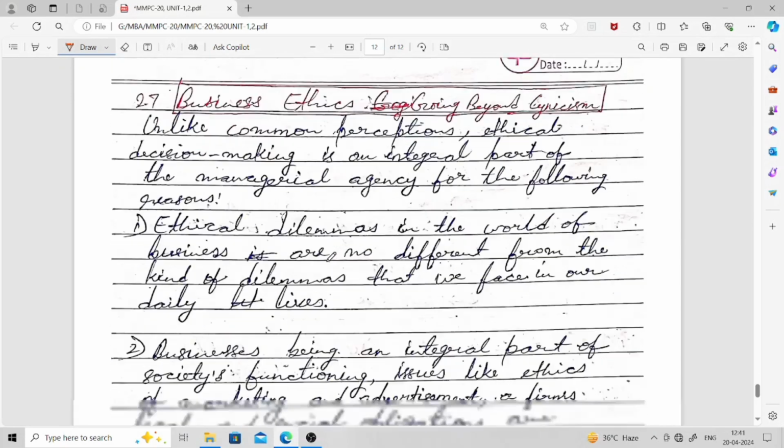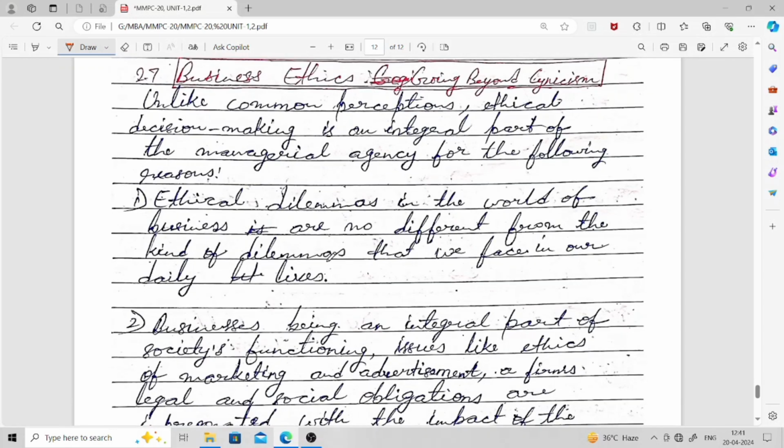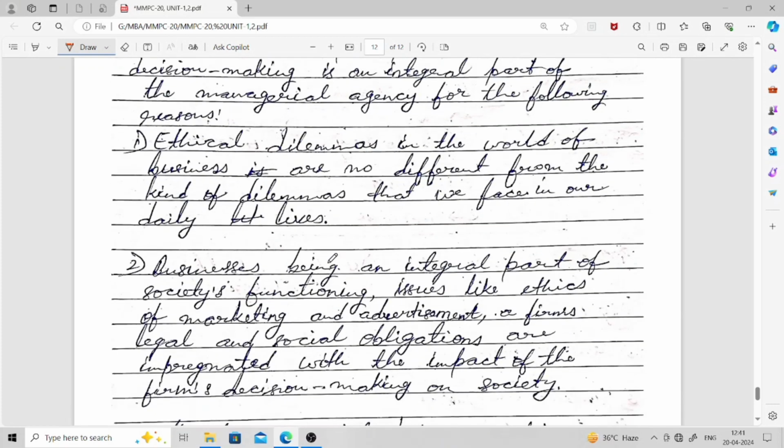Business ethics going beyond cynicism. Unlike common perception, ethical decision making is an integral part of managerial agency for the following reasons. Following are the reasons due to which we can say ethical decision making is part and parcel of managerial decision making. The first given: ethical dilemmas in the world of business are no different from the kind of dilemmas that we face in our daily lives. Whatever dilemmas we face in the business world are just like what we face in our day-to-day life.